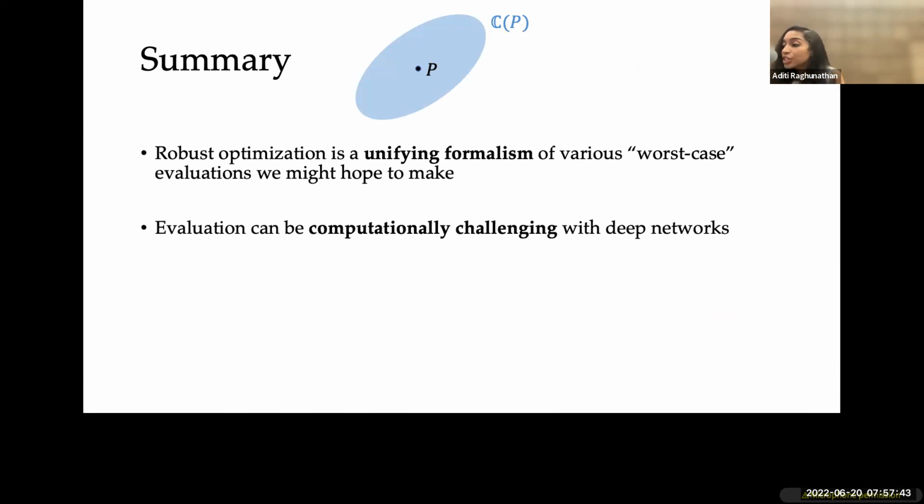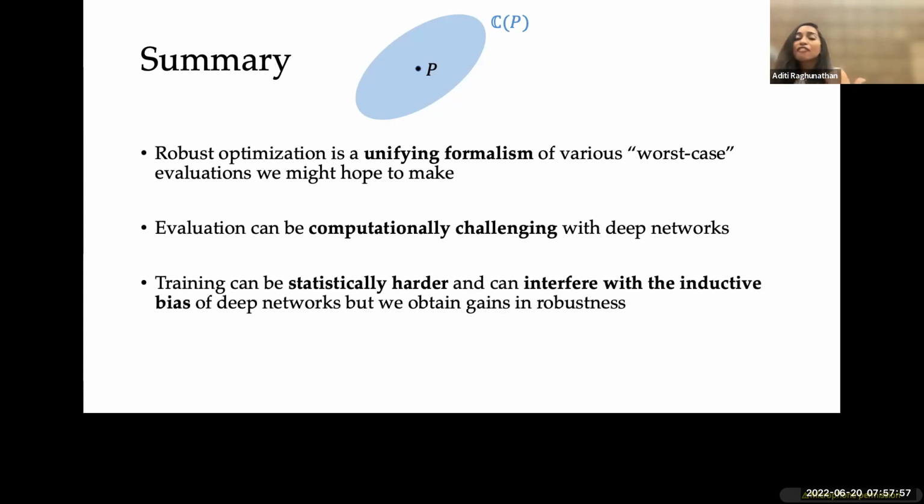One is that evaluation itself can be challenging computationally with the kind of models that we have today. As we saw in the case of adversarial examples, you could have this cat and mouse game. So evaluation is tricky, though we could hope to get some guarantees. And finally, the training itself can have problems because it's statistically harder, you need more data, and it could interfere with inductive bias in some ways. So it's non-trivial to just incorporate robustness into your current pipelines. We really have to think more carefully about regularization and parameter count and so on.